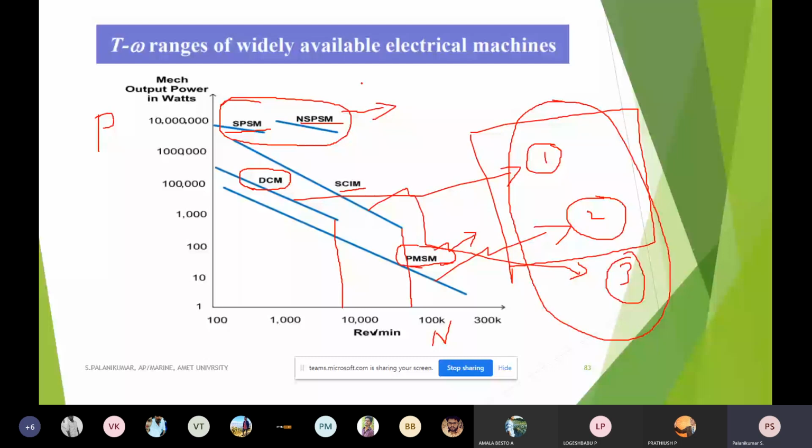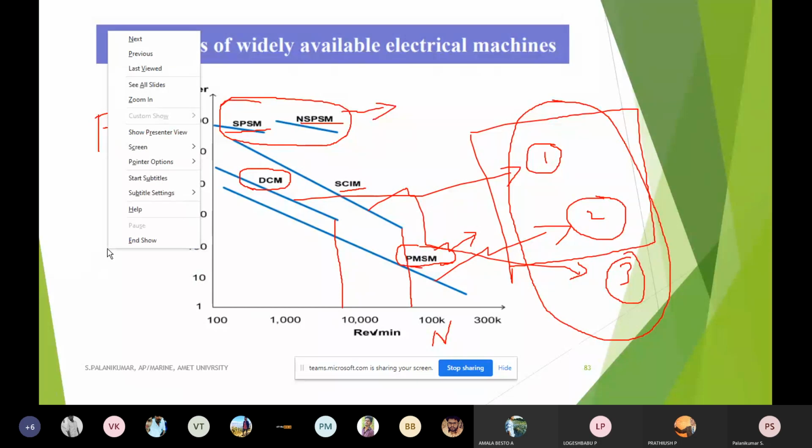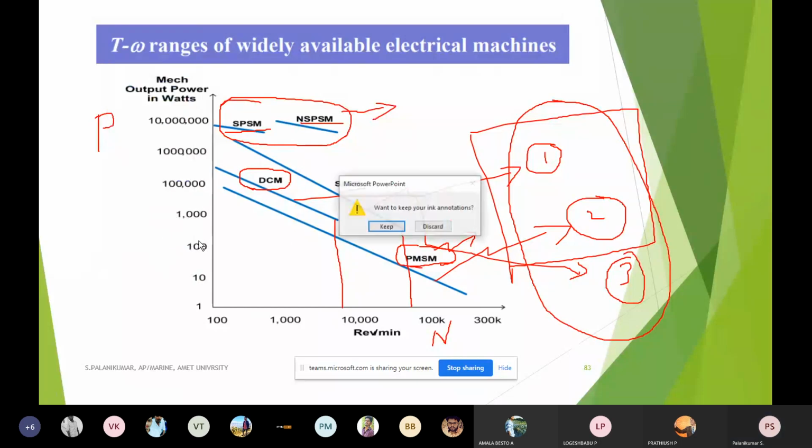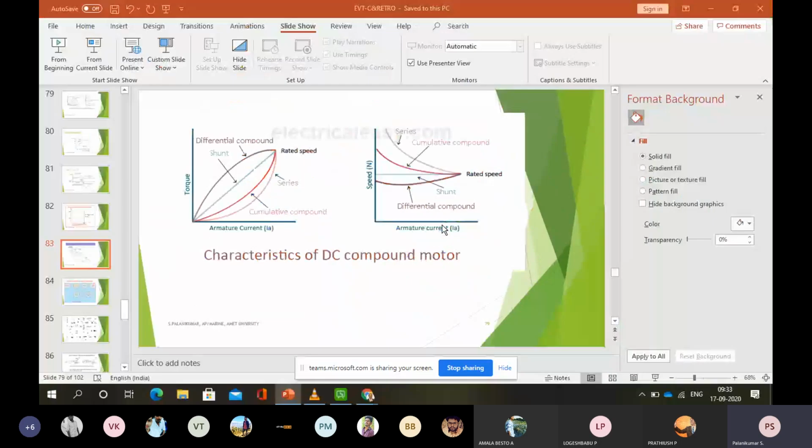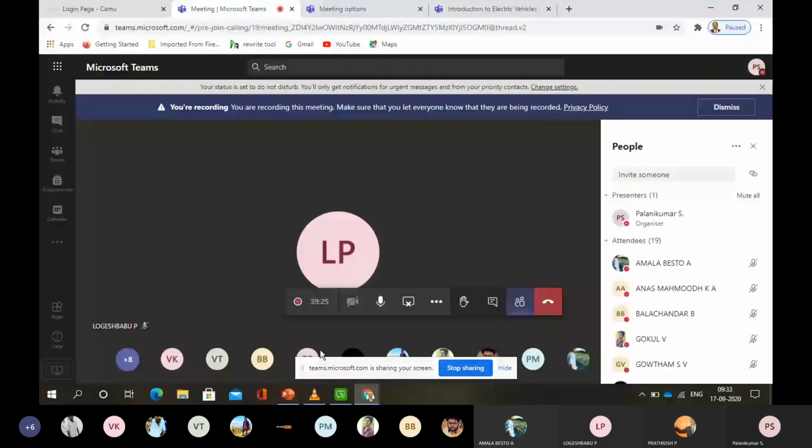Our aim is only to identify, out of all the electrical machines, which are very much suitable, and I have also explained why they are suitable. Is there any doubt, any clarification? You can feel free to ask. You can very well ask.